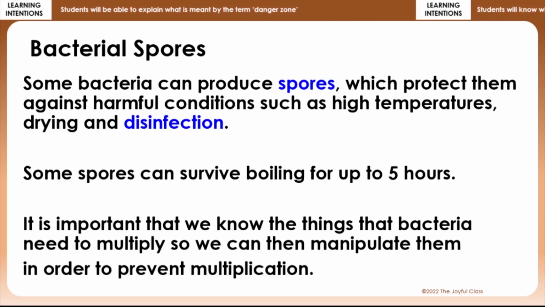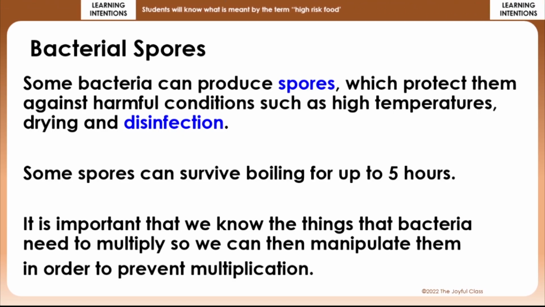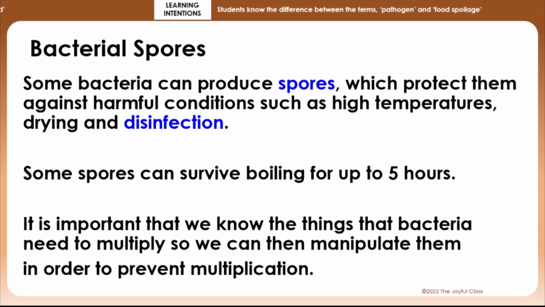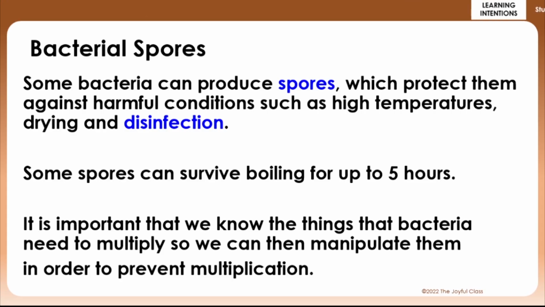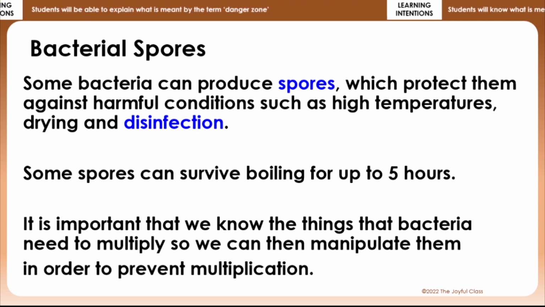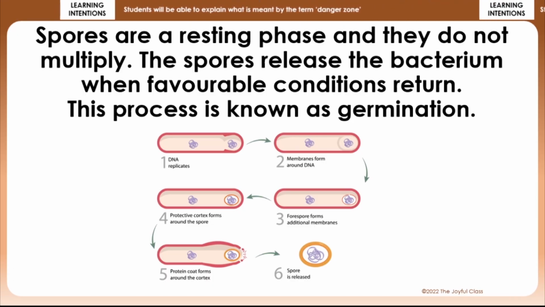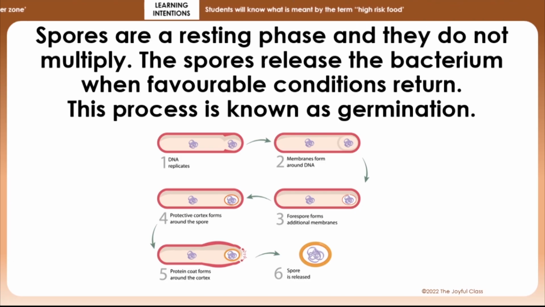And if you think of a bacteria spore like a shell round the bacterium, like an eggshell, that's what a spore is, and it will help protect it from the harmful conditions. And it will only release the bacterium when the conditions become correct. Spores are a resting phase and they do not multiply. The spores release the bacterium when the right conditions return. This process is known as germination.